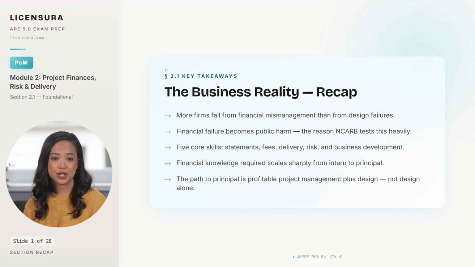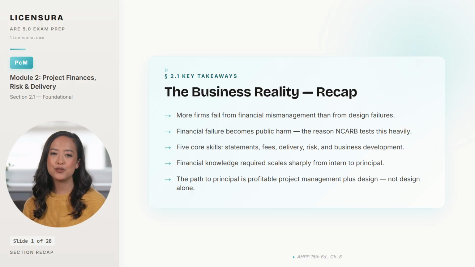5 takeaways from this opening section. First, more architecture firms fail from financial mismanagement than from design failures, which is why this module covers 29 to 35% of the PcM exam. Second, financial failure cascades into public harm. Unfinished buildings, abandoned projects, consultants unpaid, delays compounding on delays. And that public harm chain is exactly why the licensing body cares whether you can read a balance sheet.